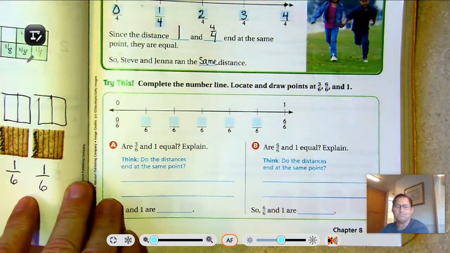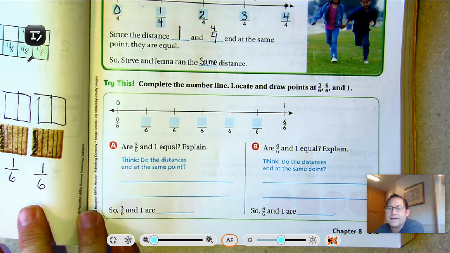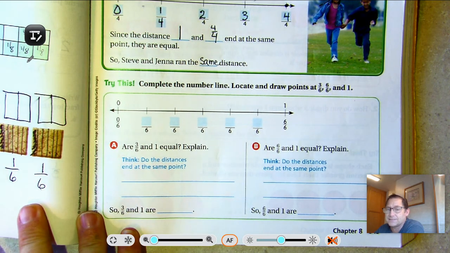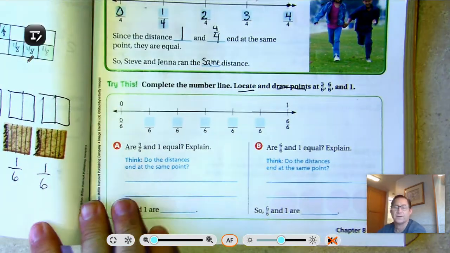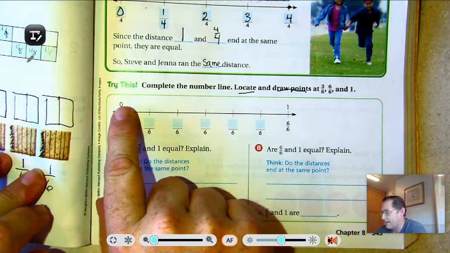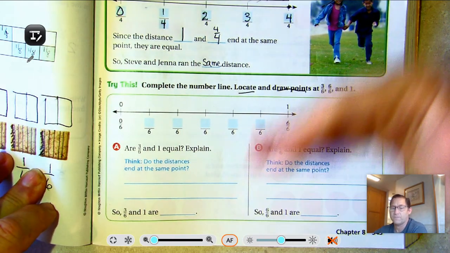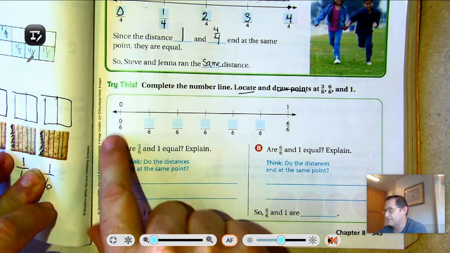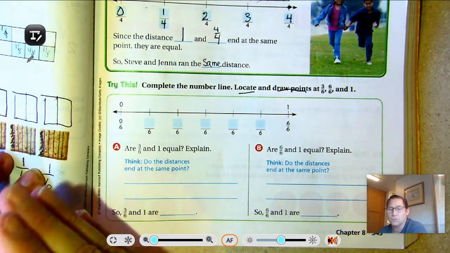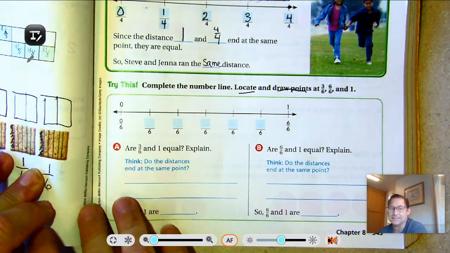Try this. Complete the number line. Locate and draw points at 3/6, 6/6, and 1. So again, we have 0 and we have 1. The top part of our number line is the whole numbers. The bottom part, we notice that the 1 whole is broken into 6 equal pieces.